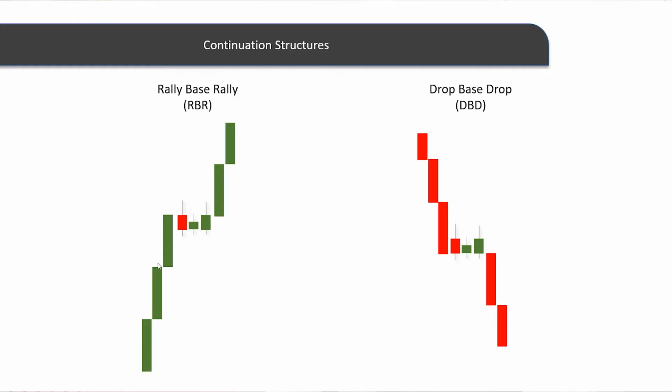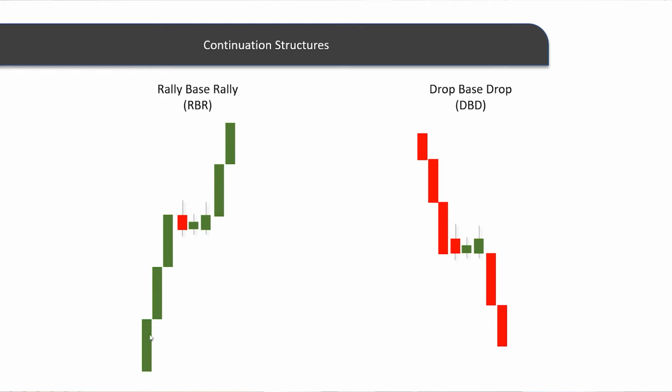So let's get into it. Continuation structures to the upside look like this. This is a rally-based rally, and to the downside, this is a drop-based drop. Now, if you haven't seen my first video, or if you don't know how to read candlesticks, check out the first video. Open, close, high and low, all that good stuff. And if you want to know what constitutes basing, in my very last video on reversal structures I go over that, and it ties into market transactions and what's happening behind the candlesticks.